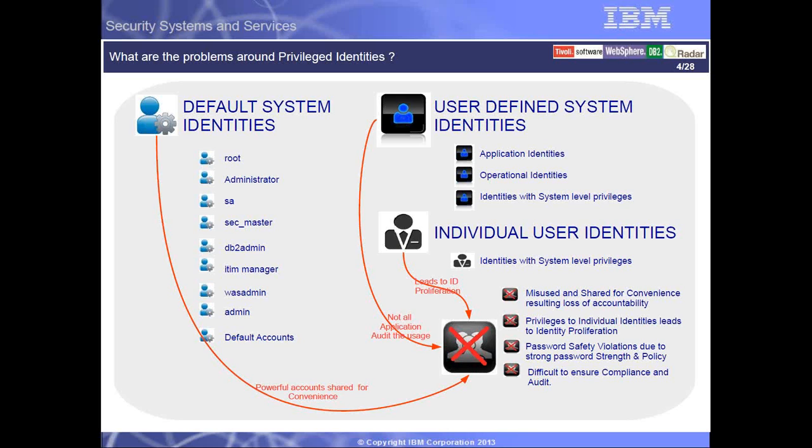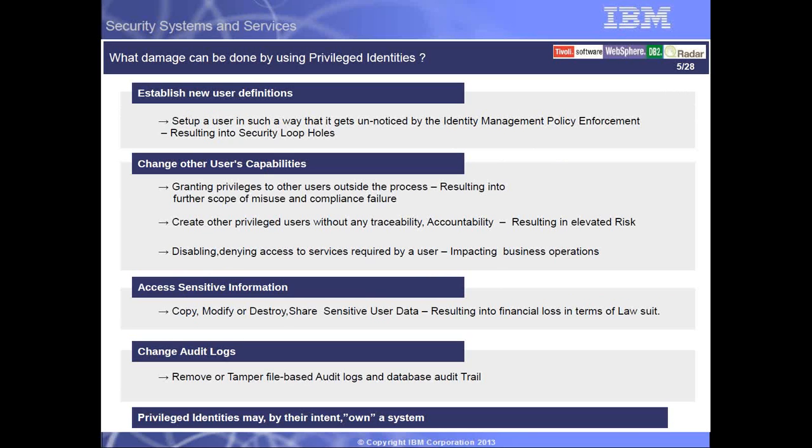Password safety violations due to strong password strength and policy. Since these are privileged IDs, companies tend to enforce strong password strength, resulting in administrators not remembering these passwords. They end up writing them down, sharing them in a flat file or an Excel, etc., making it more unsecure. The last one is that it is difficult to ensure compliance and audit. So these are the problems around privileged identities.